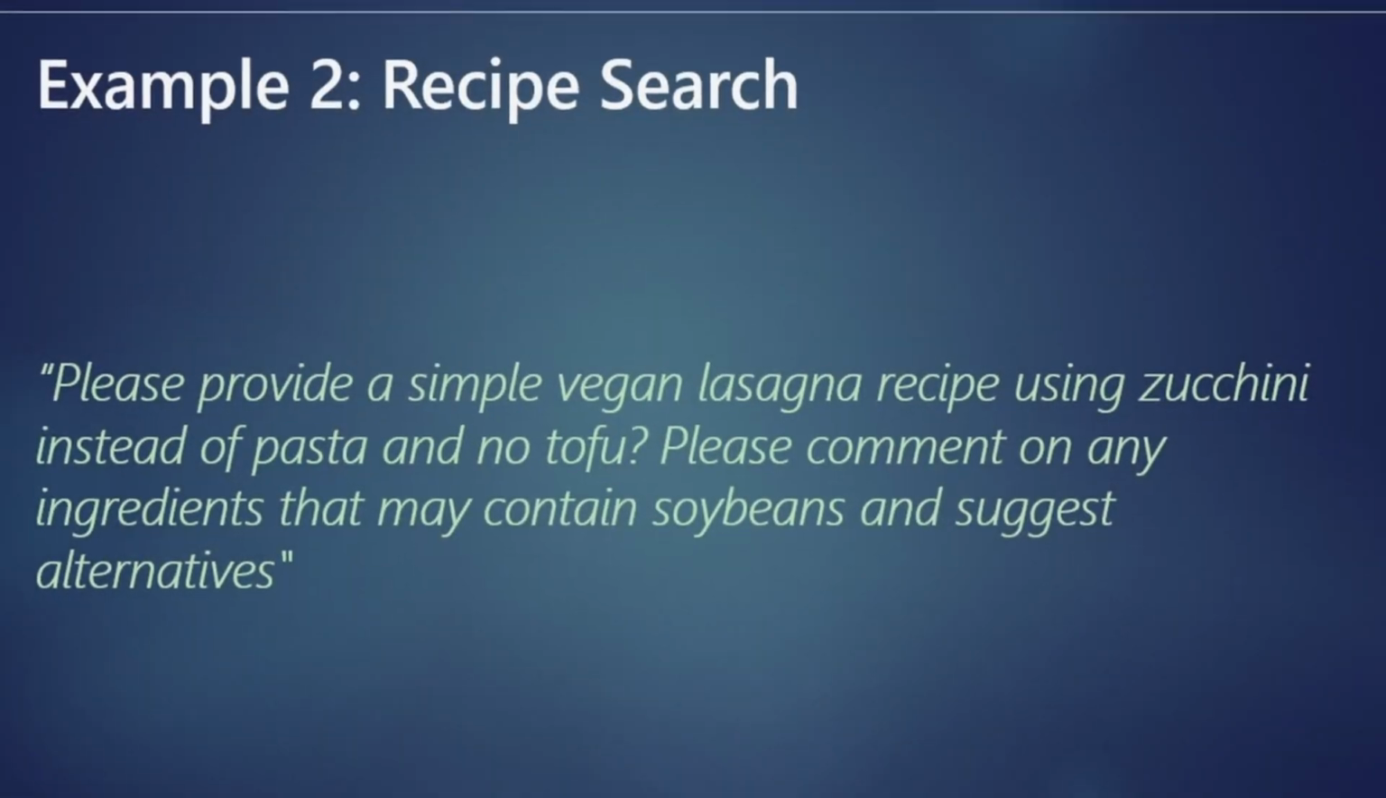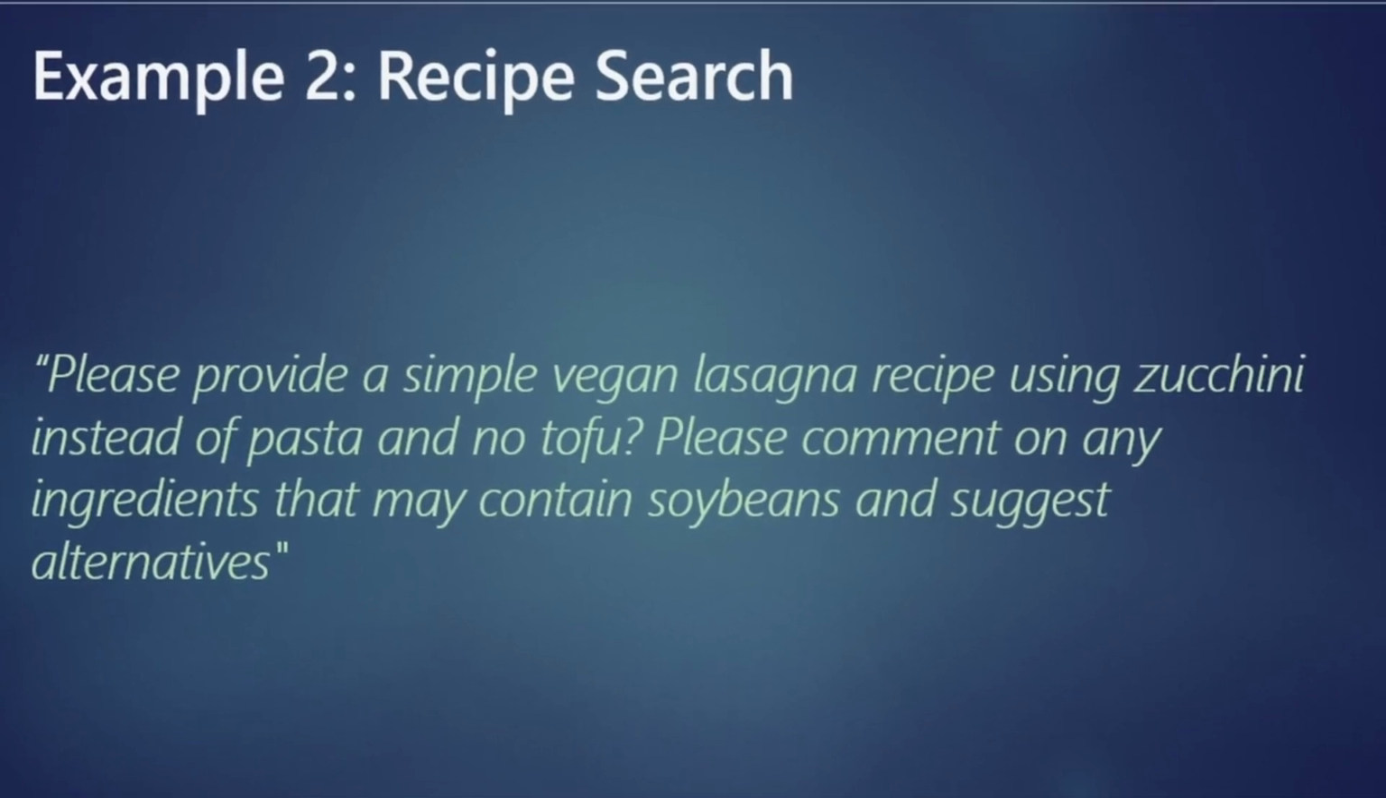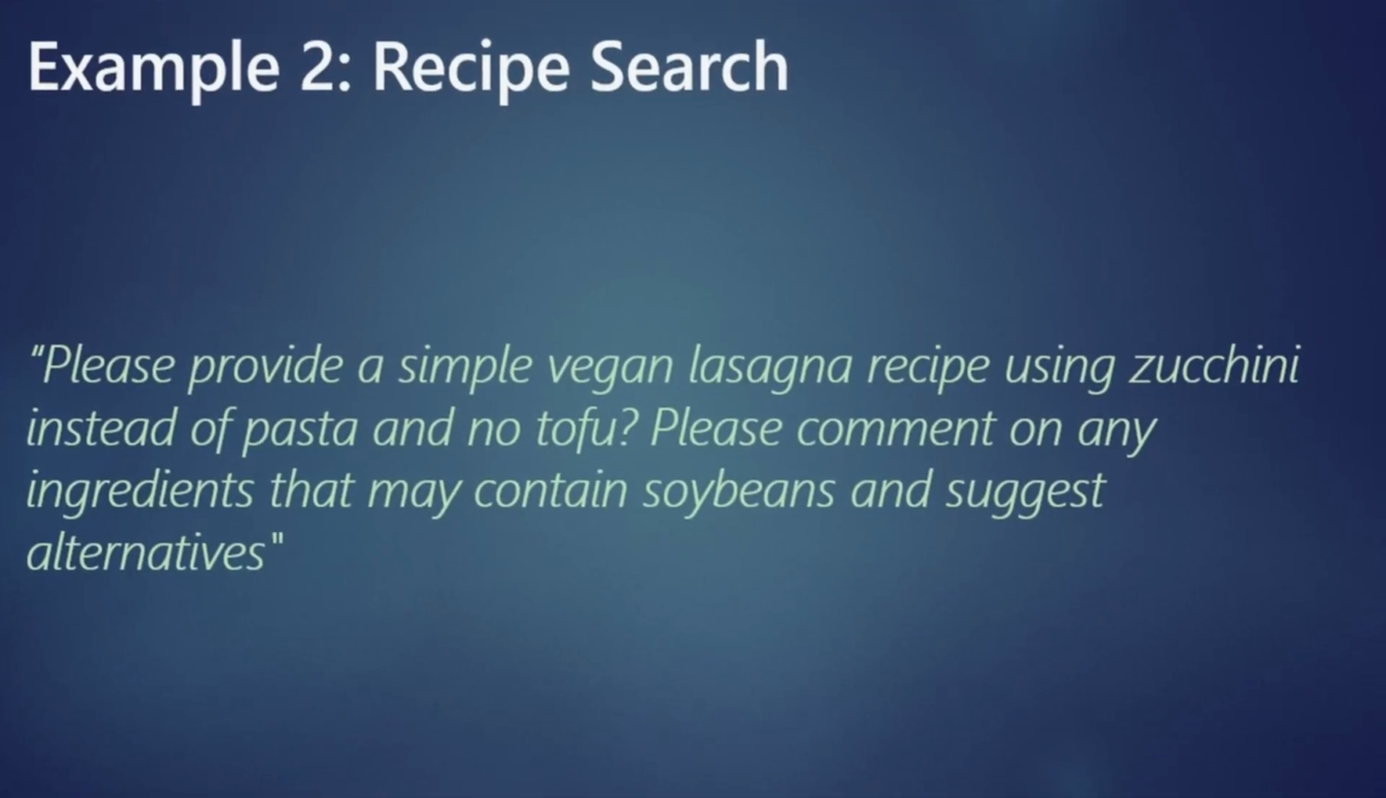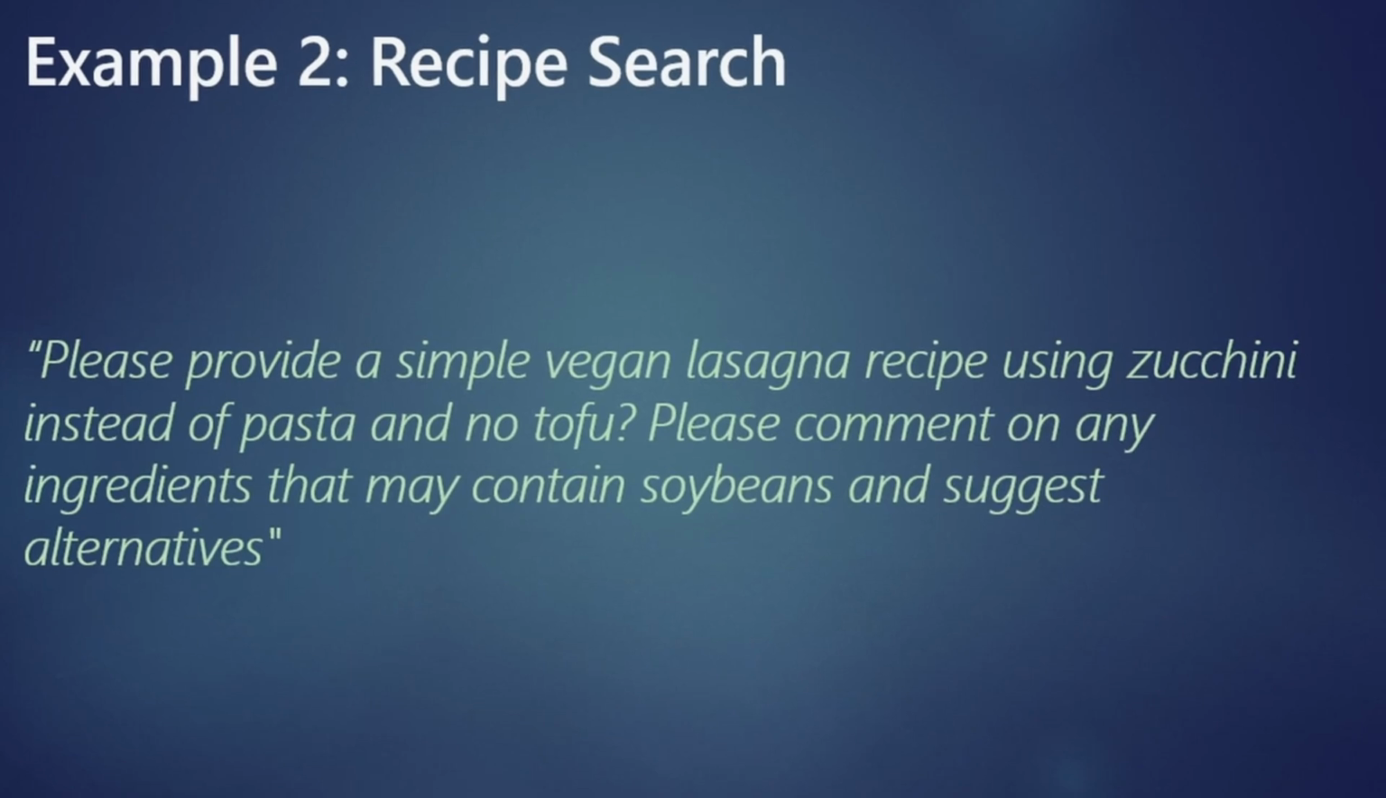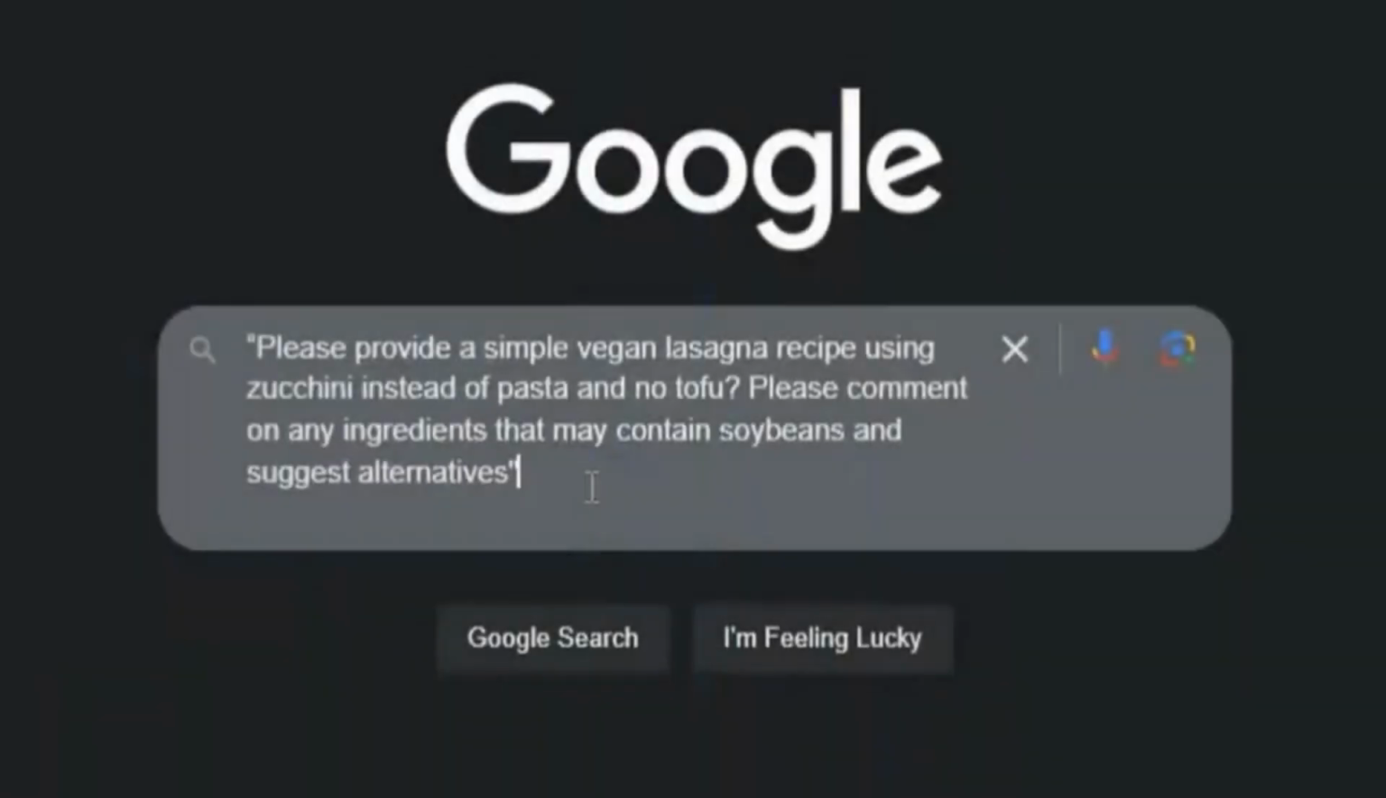It's time to demonstrate a more personalized request. Let's say we are a vegan who is allergic to a protein found in soybeans. So today we want to find a recipe for vegetable lasagna without tofu, which is made from soybeans. All right, let's do our Google search on our vegan lasagna using zucchini.